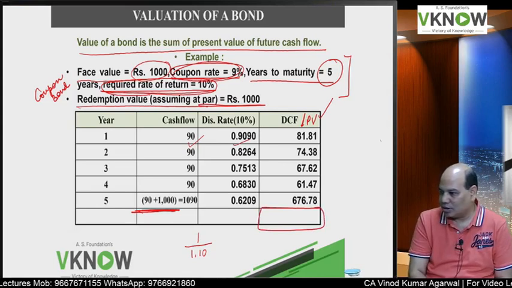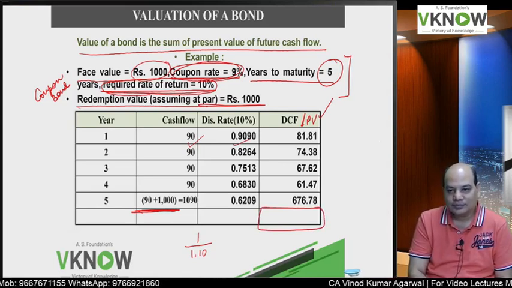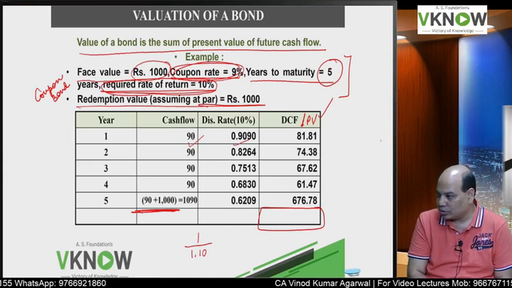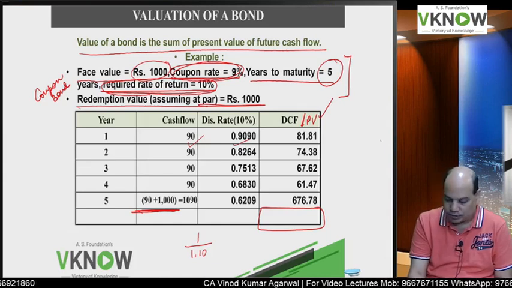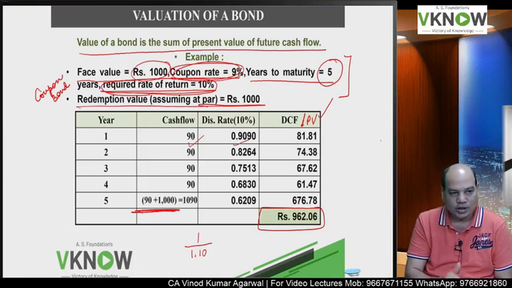Let me check, online student, who will answer first? Yes, 962. The one who is in the classroom is saying 962. The online students are still calculating. Very good, Divya. 962.05. Very good. 962.06. Yes, very good. 100 out of 100.